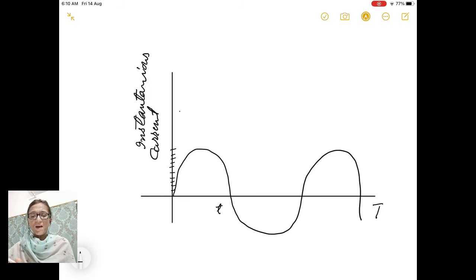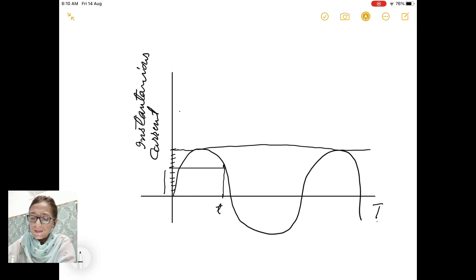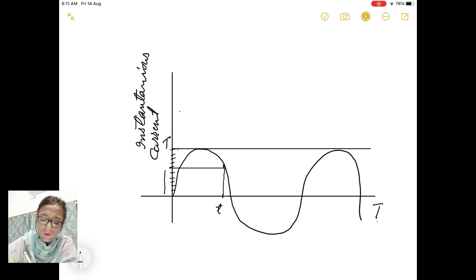You can find the relationship between the various currents. When you draw a graph between instantaneous current and time period, instantaneous current can be represented on the y-axis. Suppose you have to find the instantaneous current at an instant t, then you will draw a perpendicular line at instant t and then a perpendicular line on the y-axis, the current axis. This value is the instantaneous current. And this value gives you the current amplitude. This is your Im.